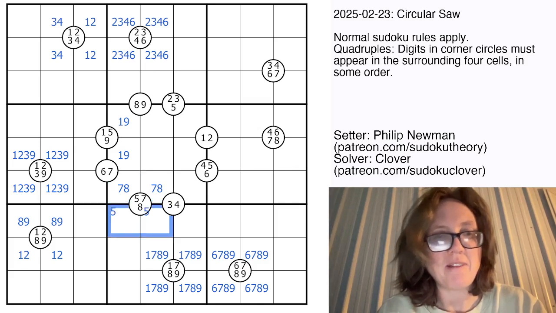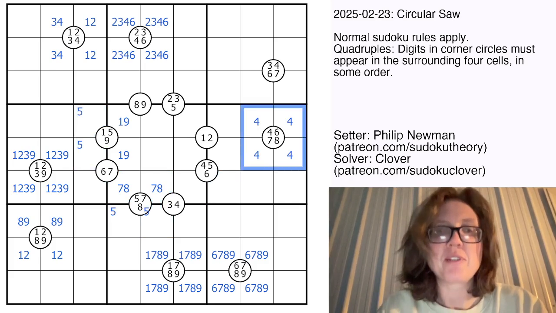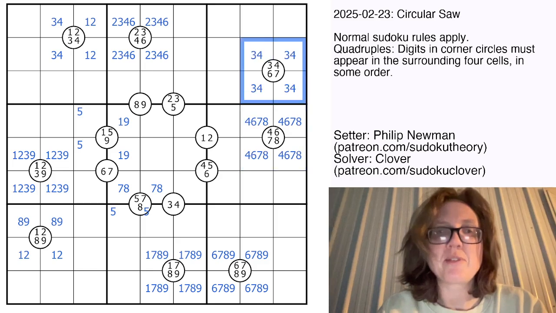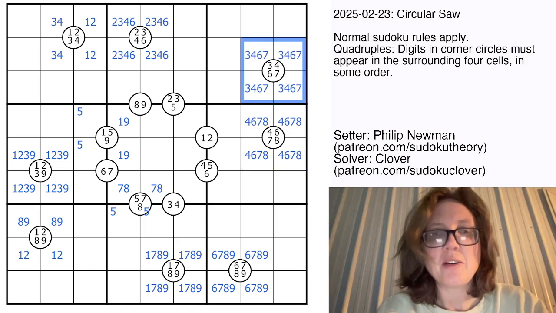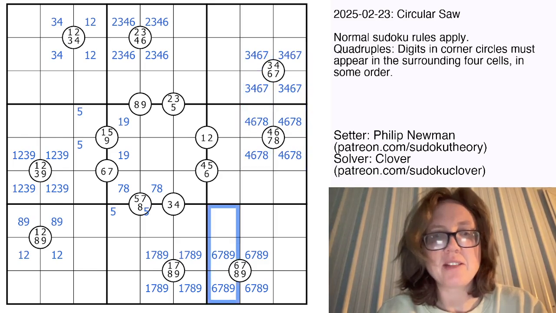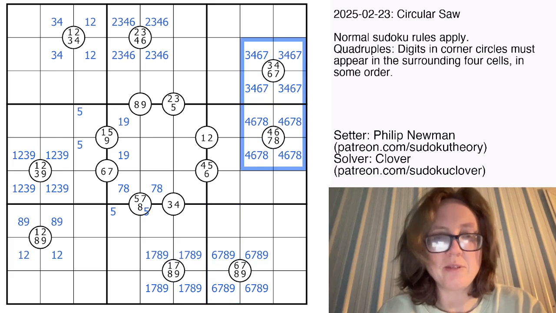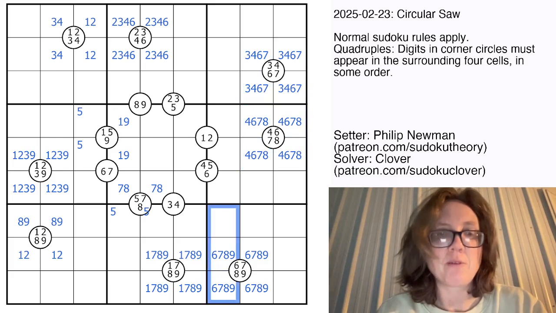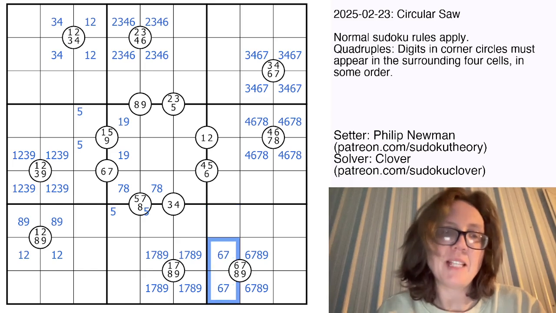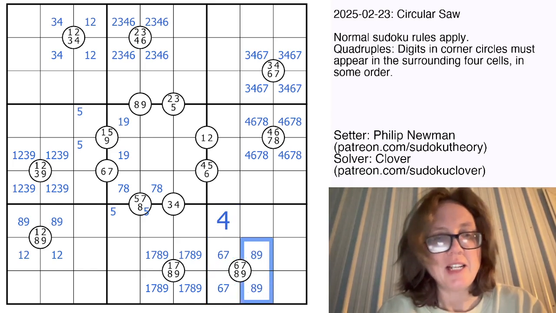And I also need a 5 here, and I need a 5 here. Here I need 4, 6, 7, and 8. Here I need 3, 4, 6, and 7. And so 4, 6, and 7 have to go in these cells, because I've already accounted for 4, 6, and 7 in the 2 rightmost columns from these 2 clues. So these guys are going to have to be 4, 6, and 7. That'll be a 4, and there.